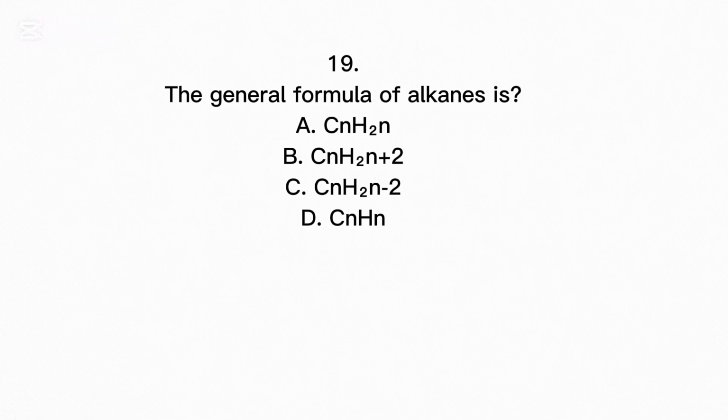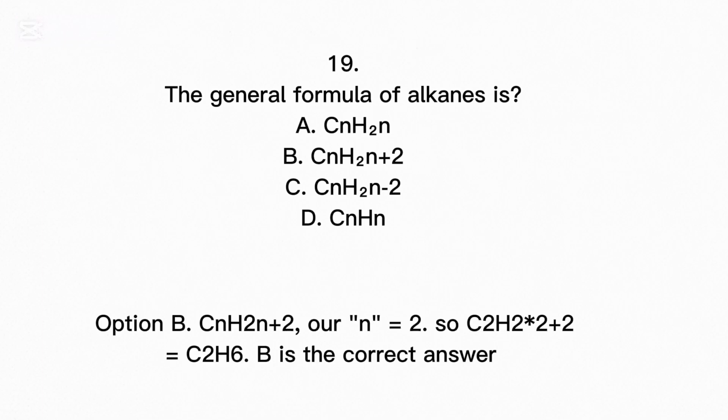The next option, which is B. B there is CnH2n plus 2. Now our C, the n is 2, H2 times n, where n is 2, times 2 plus 2. So C2H, 2 times 2 is 4, plus 2 is 6. So the molecular formula of ethane is C2H6. So the correct answer here is B.